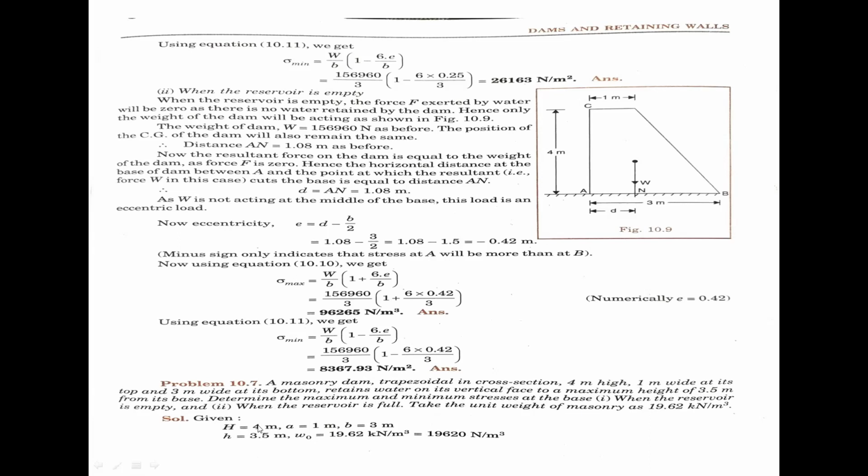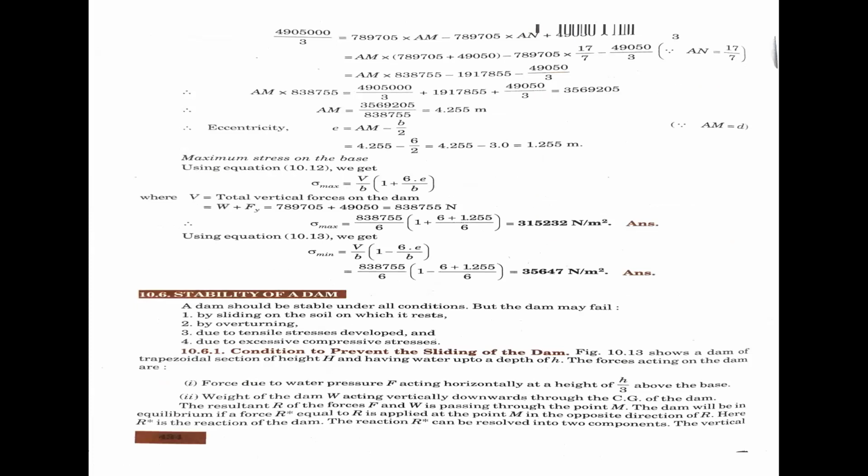Now write the height of the dam, 4 meters, the top width of the dam, 1 meter, and the bottom width of the dam, 3 meters. Small h, water height, is 3.5 meters. Weight of masonry is 19.62 kN per meter cube. Convert to newtons: 19620 newton per meter cube.